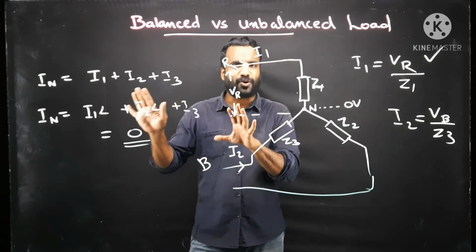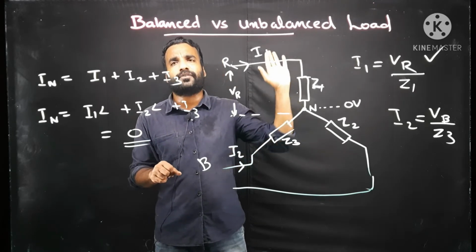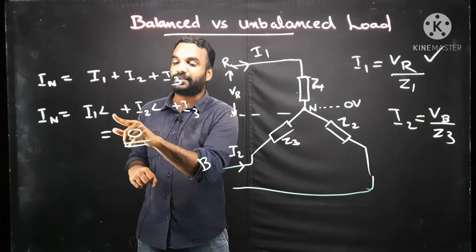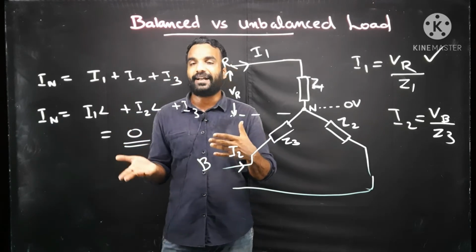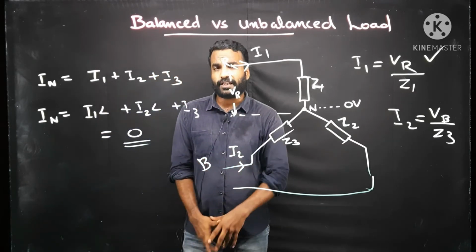Now you may have some doubts. How can the same currents, 5, 5, 5, add to 0? If you add 5, 5, 5, it will be 15. You may think like that, but it is not like that. 5 angle 0, the next one 5 angle 120, like that. If you add like that, then if it is a balanced one, the current will be 0. Let me ask one more thing.